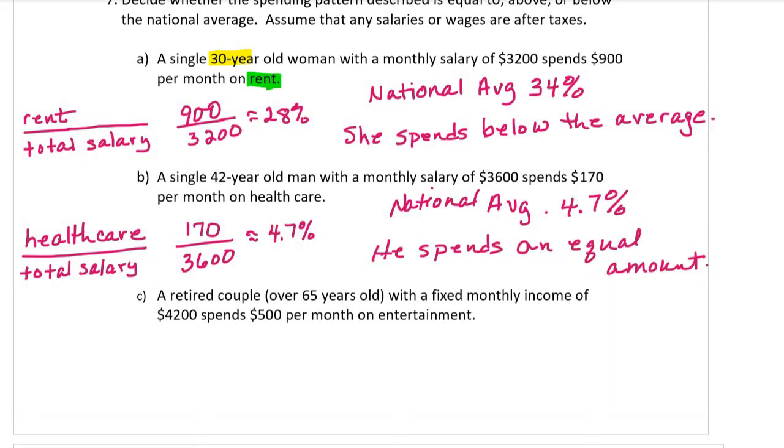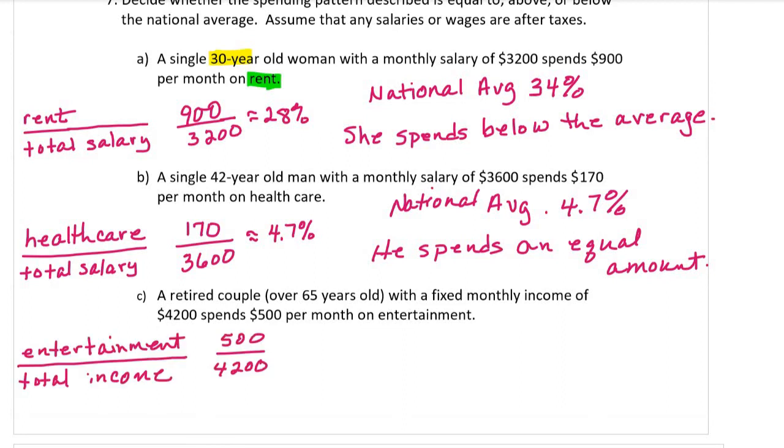In problem C, a retired couple over 65 years old with a fixed monthly income of $4,200 spends $500 per month on entertainment. And don't let the fact that you have a couple here instead of just a single person throw you. You're still just looking at 500 divided by the income of 4,200. Again, divide, multiply by 100 to change your answer to a percentage. So that's 11.9%.